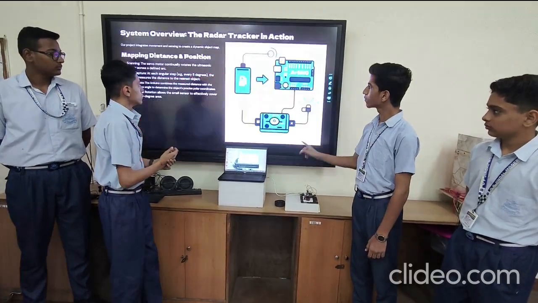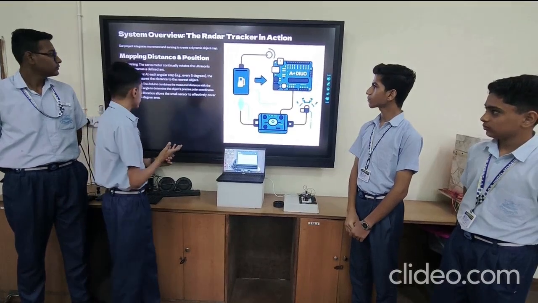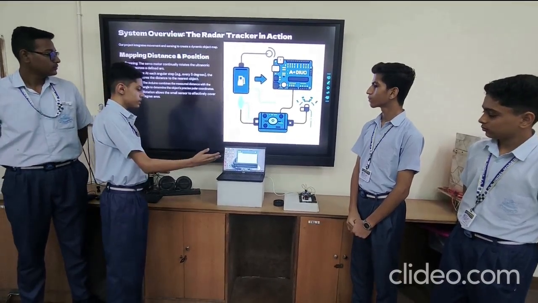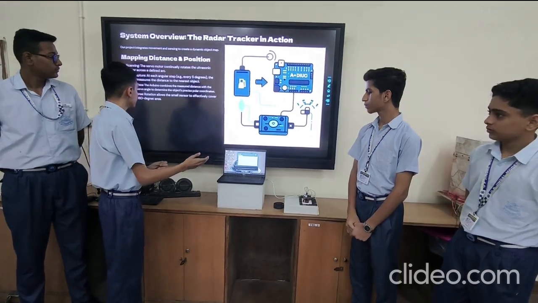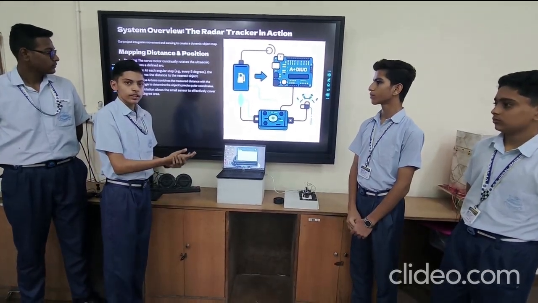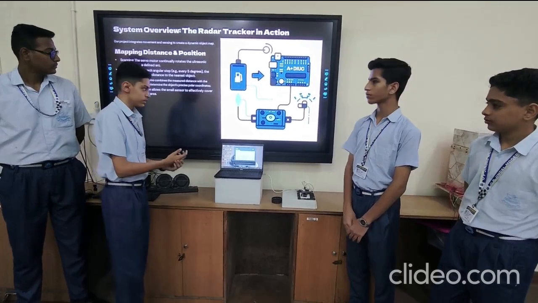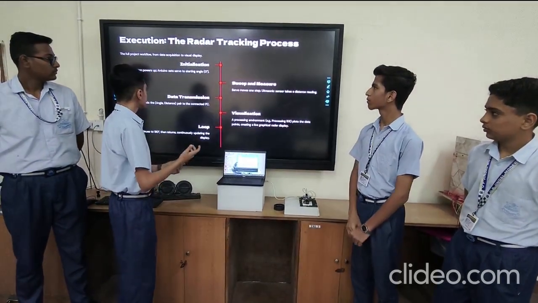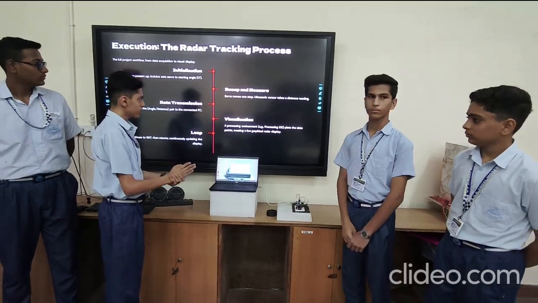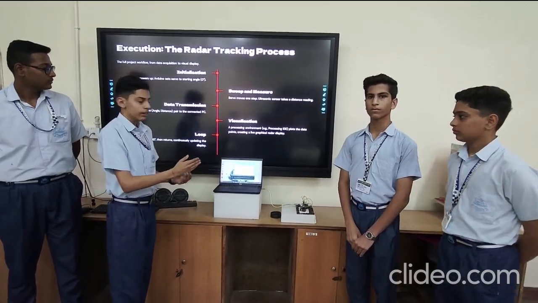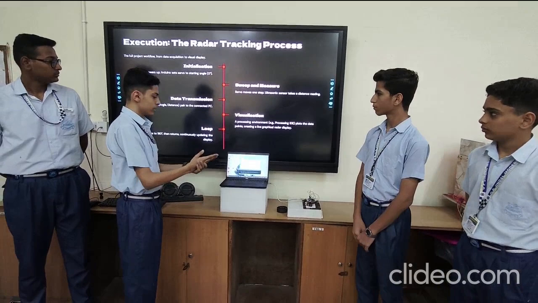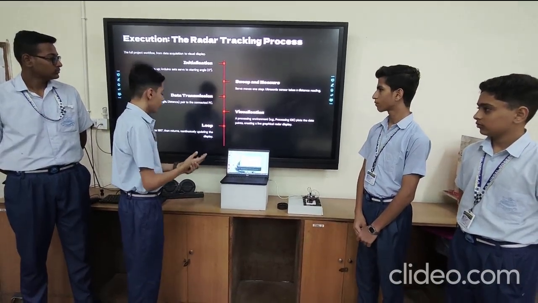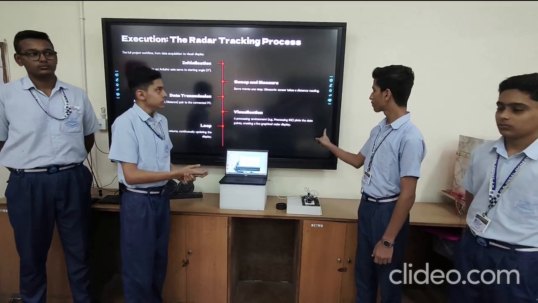We can see the radar tracker in action. The servo motor scans the object and tells us whether the object is stationary or moving, and the exact coordinates can also be derived from the sensor. For the execution, first we need to start from the 0-degree angle. It sweeps and measures each and every angle and displays the data on the radar. It can also be looped and run continuously.